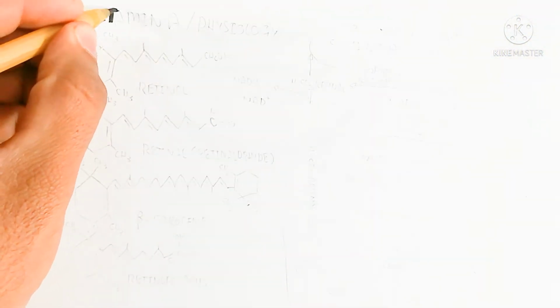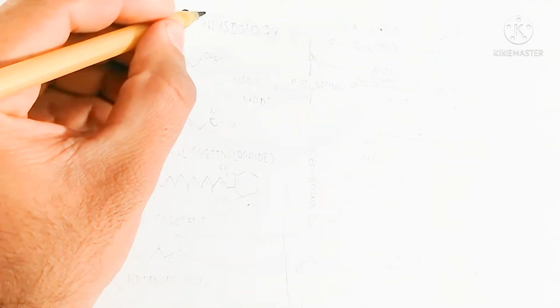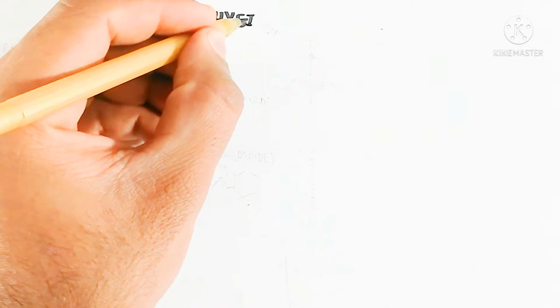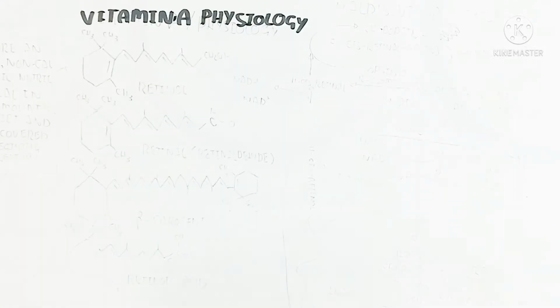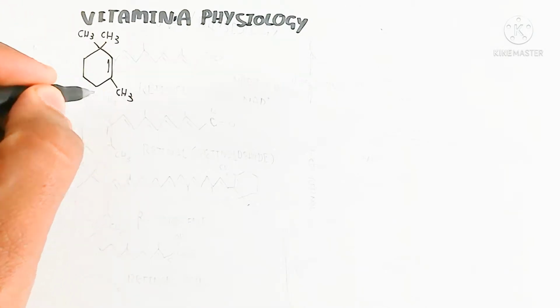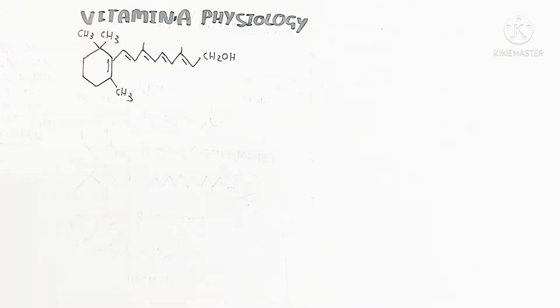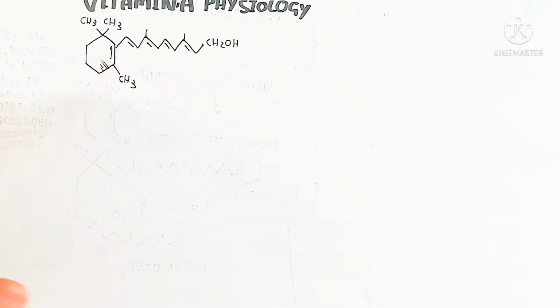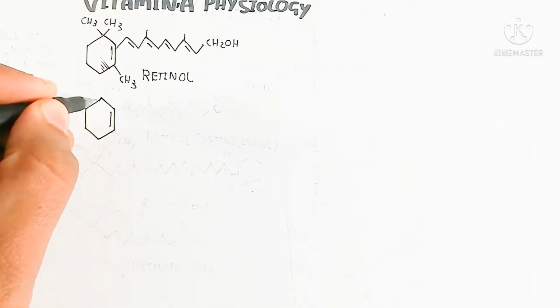Hello, in this video we will discuss vitamin physiology, vitamin A physiology. So what is vitamin A? Basically, vitamin A is a fat-soluble, lipid-soluble vitamin, just like vitamin E, as well as vitamin K and vitamin D. All of these vitamins are fat-soluble or lipid-soluble.